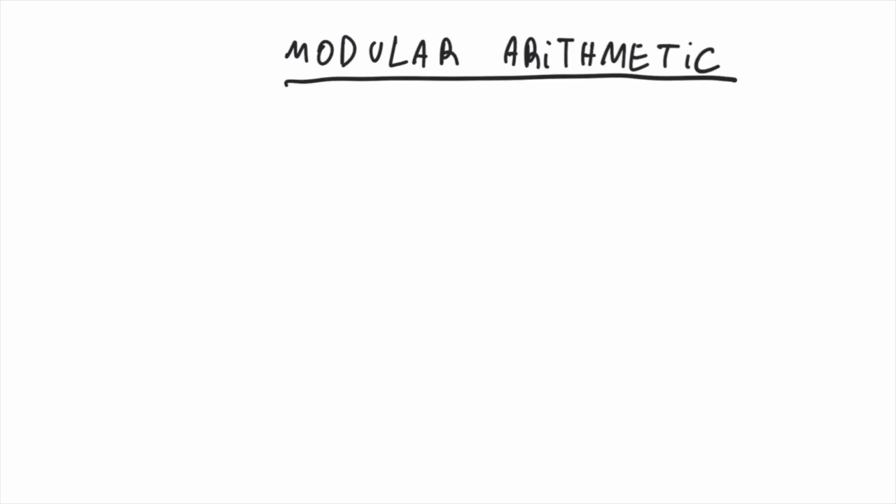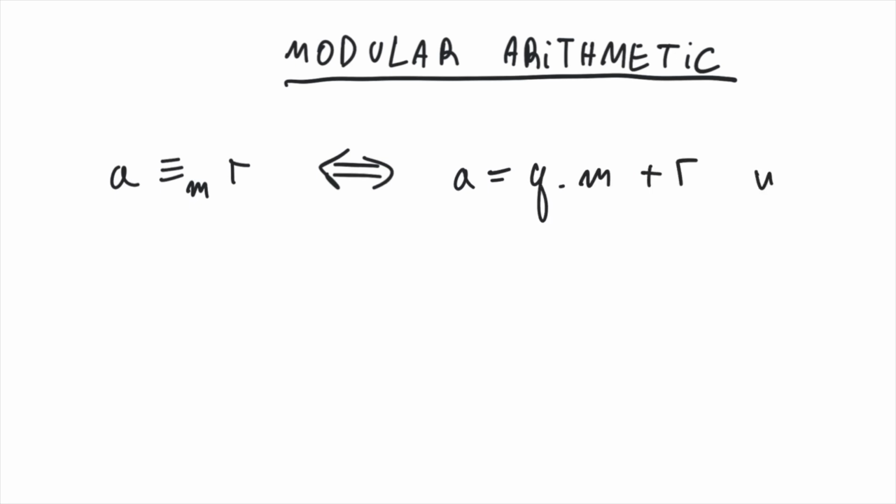Okay, so now let's move on to modular arithmetic. We say that a number a is congruent modulo m to r, and I will sometimes say equal to r mod m, if and only if we have a is q times m plus r with r being 0, 1, and so on until m minus 1.